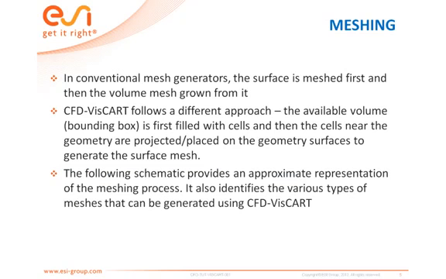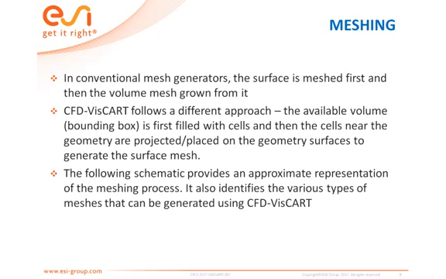Let us take a few moments to understand the meshing process in CFD-VisCART. In conventional mesh generators, the surface is meshed first and then the volume mesh grown from it. CFD-VisCART follows a different approach. The available volume, the bounding box, is first filled with cells, and then the cells near the geometry are projected or placed on the geometry surfaces to generate the surface mesh.